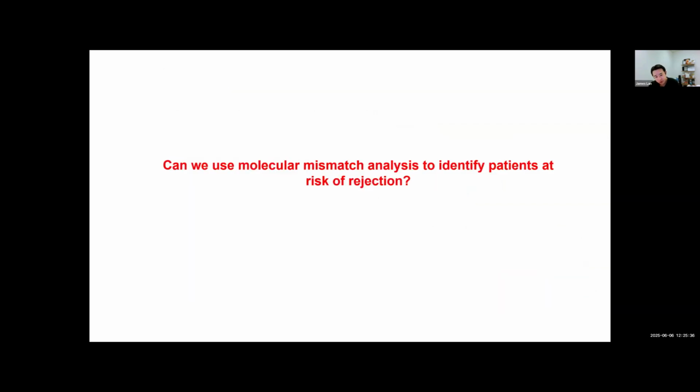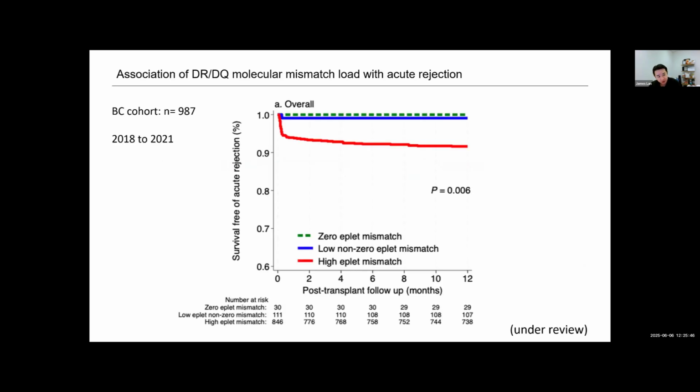So then we developed this molecular mismatch analysis and tried to understand, really, does it associate with the risk of rejection? And we just completed this analysis, including 1,000 patients in BC, all within the past few years, because we wanted to do a contemporaneous analysis.